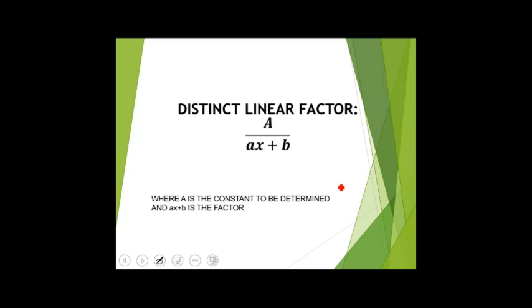Our first case is when the denominator has a distinct linear factor. To express the rational fraction into partial fractions, we will use the expression A over ax plus b and determine the constant A. This expression has a factor ax plus b. We will further explain this after a while. We will go first to the second case.